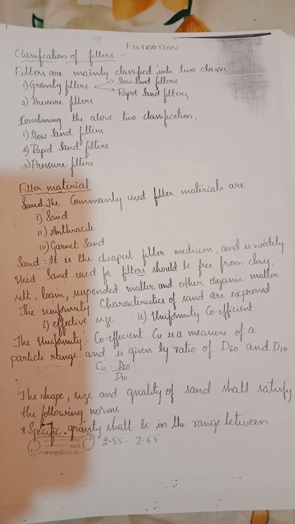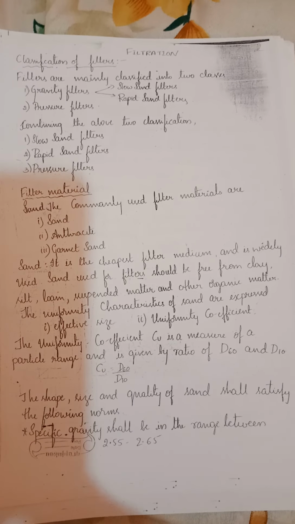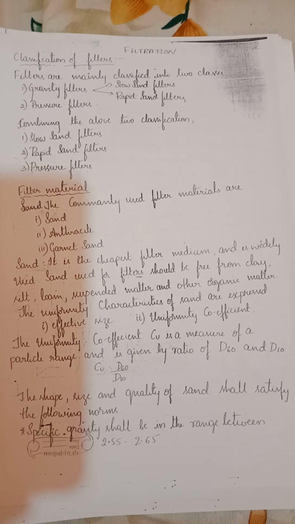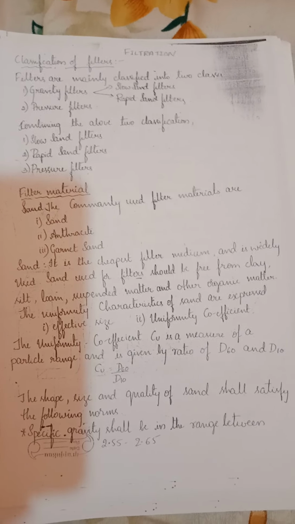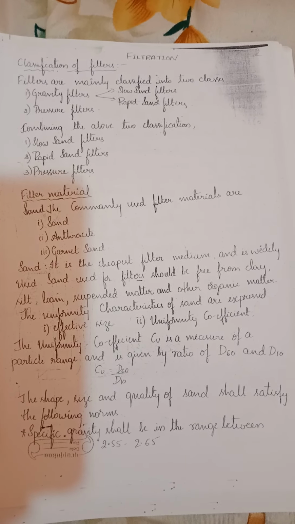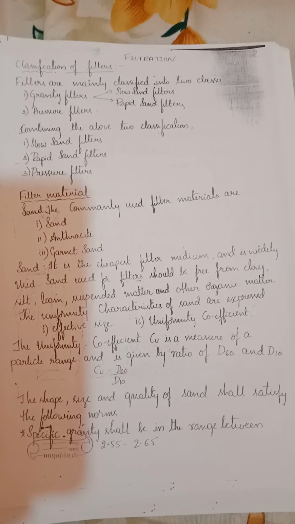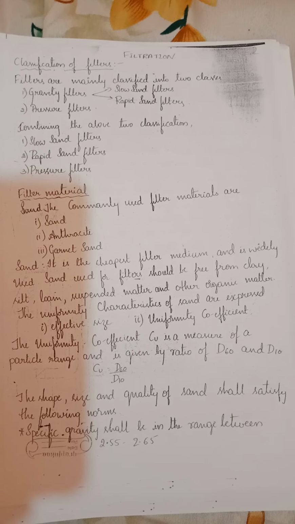The gravity filters are again divided into slow sand filters and rapid sand filters. And some of the filter media used for the filtration process are sand, anthracite and garnet sand.